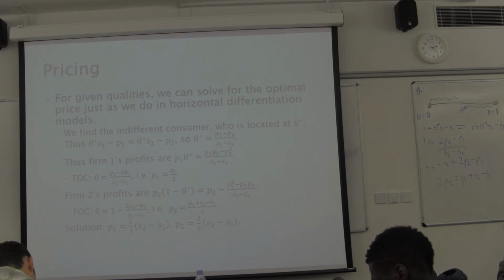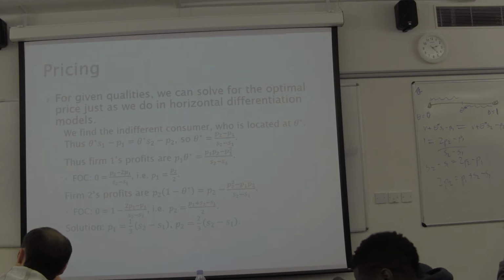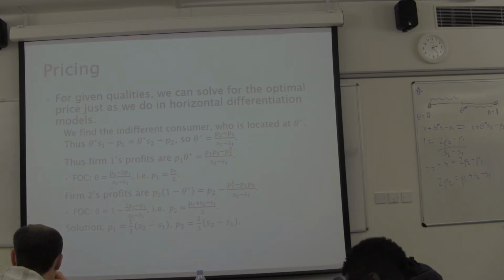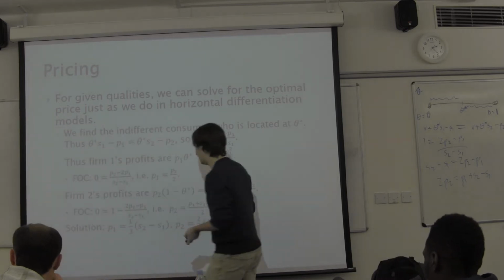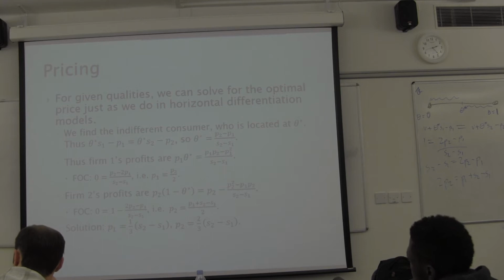Where have I gone wrong? Is it S2 minus S1 over 2? Yes, yeah, well done. Good that someone's paying attention. So P2 is 2/3 of S2 minus S1, and then you know that P1 is P2 over 2. So you divide this by 2 and you get 1/3.